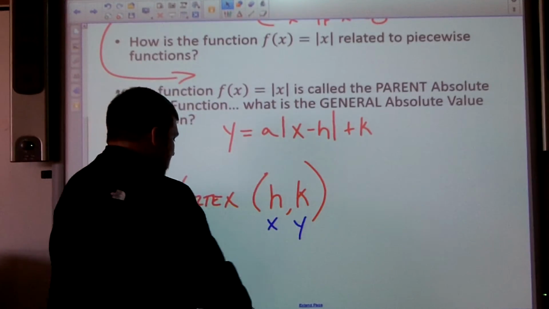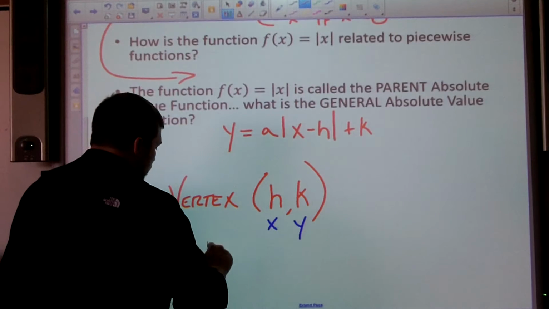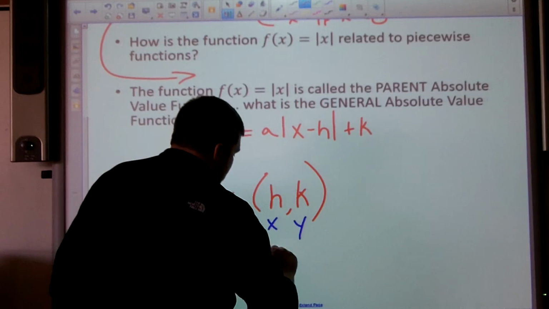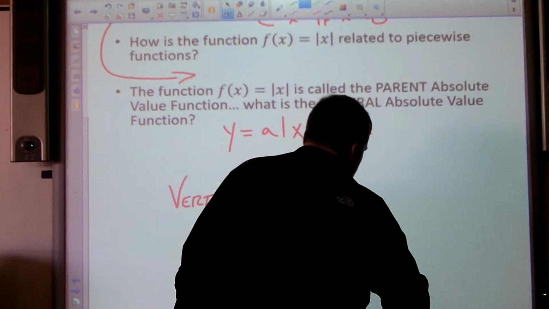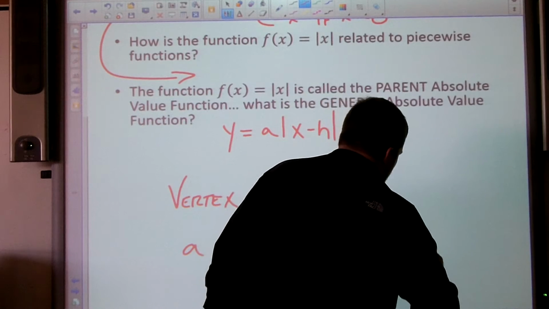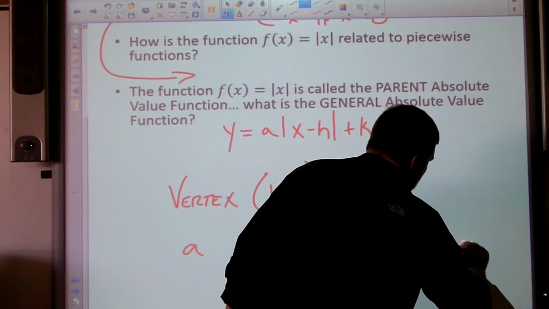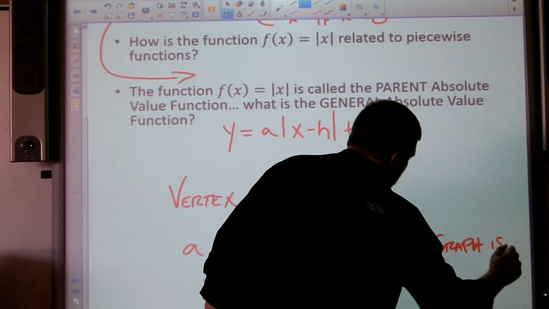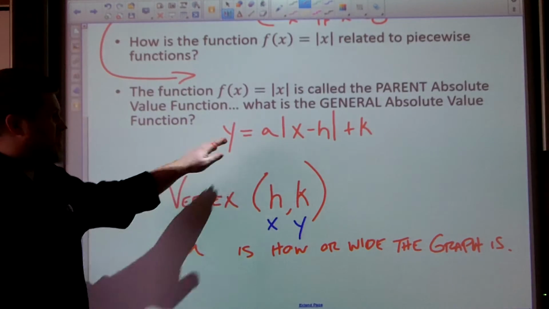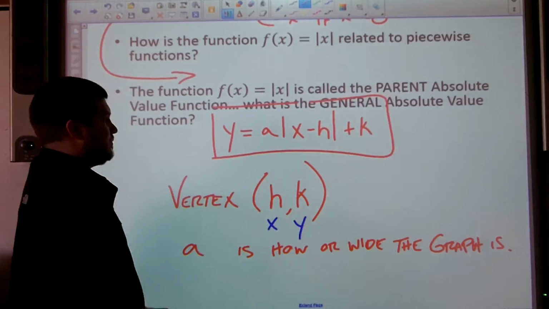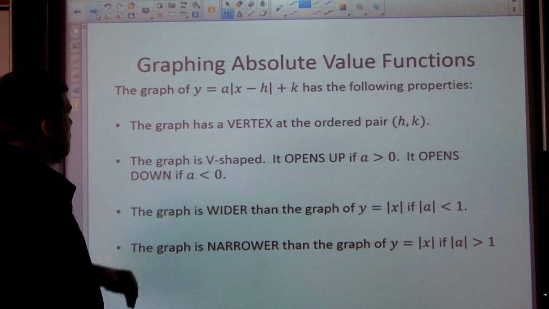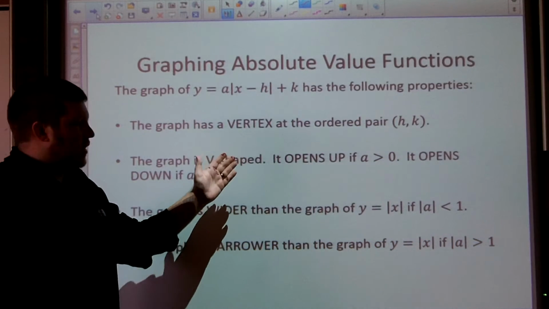The a tells us how narrow or wide the graph is. Okay? You need to know this. This is super important. Now, this is what I've pretty much just said.